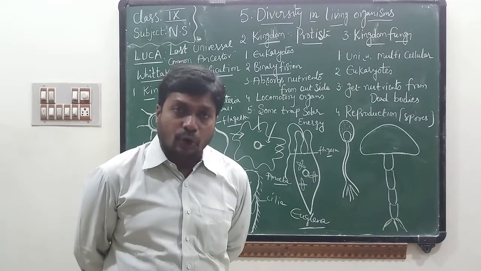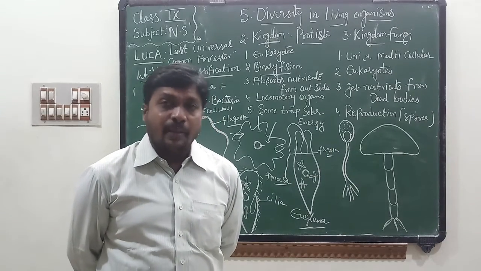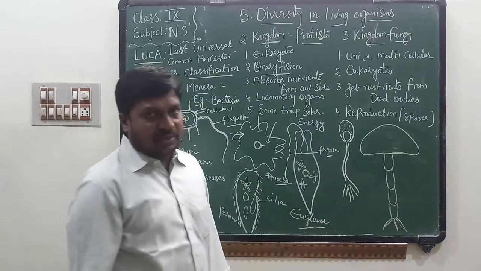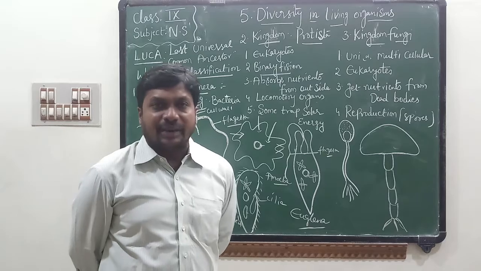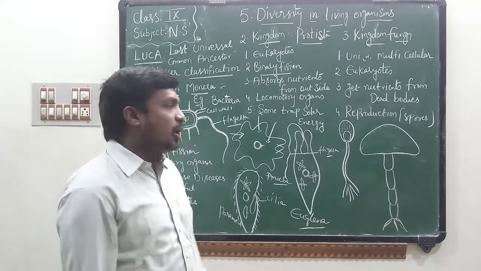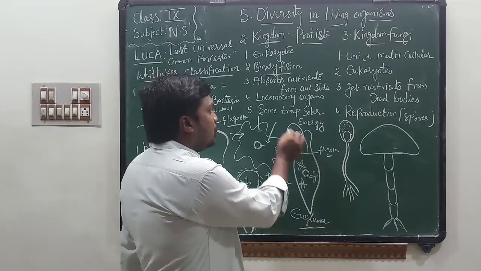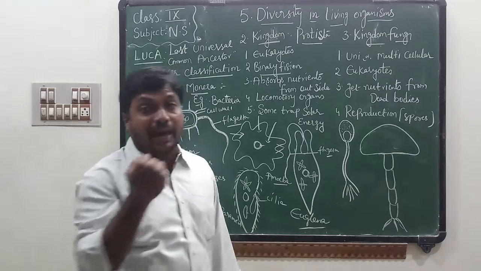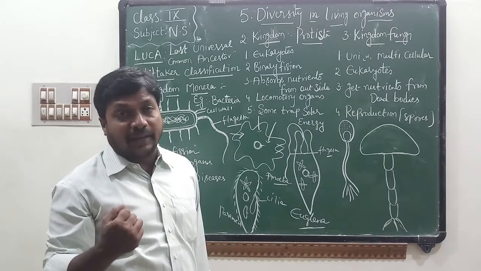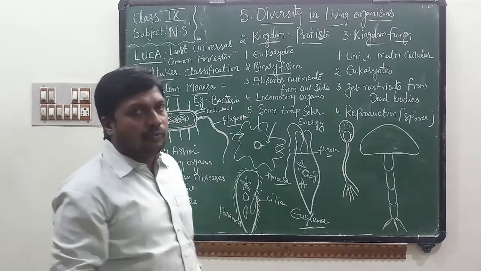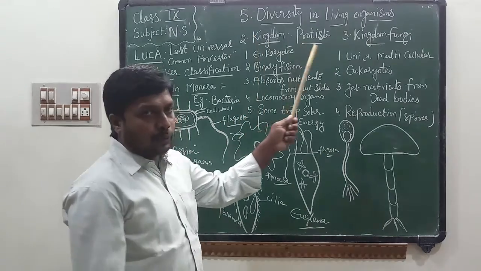In the process of photosynthesis, food material will be prepared, so they are called autotrophs. Autotrophs means the organisms which can prepare their own food material in the process of photosynthesis. So Euglena are the organisms which are helpful to trap solar energy to prepare food material in the process of photosynthesis. So these are the characters of kingdom Protista.